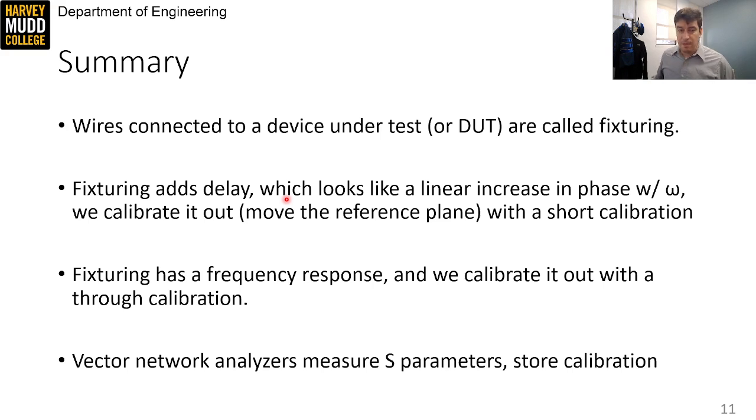So, in summary, when you have wires connected to a device under test, you call them fixturing. Fixturing adds delay, which looks like a linear increase in phase with omega, and we calibrate that phase out with a short calibration by looking for nulls in our VSWR response. And that process of calibrating out the phase is referred to as moving the reference plane. Fixturing also has a frequency response, and we calibrate that out with a through calibration. And then vector network analyzers are the tools that sweep our frequencies around, measure S parameters, and store calibrations for us.